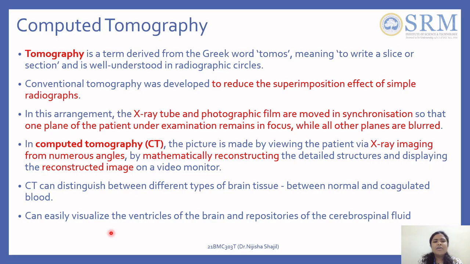How do you do that? You're going to have a different type of arrangement. You're going to use an X-ray tube and a film. Both are the same, except that you're going to move both of them synchronously. Imagine one slice, you have the X-ray tube and the photographic film, and you move them synchronously throughout the slice. So that in one plane, you take a section of the patient and view it in all directions, the whole 360 degrees, and you blur the other sections.